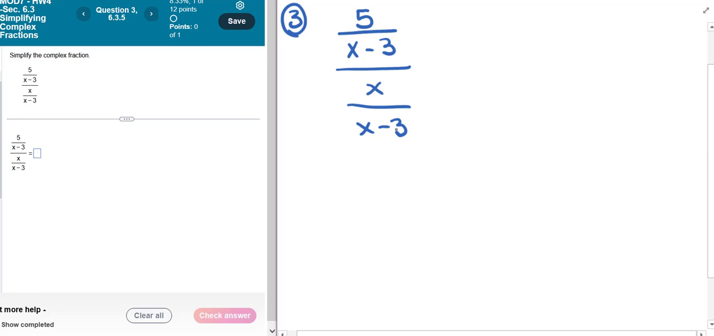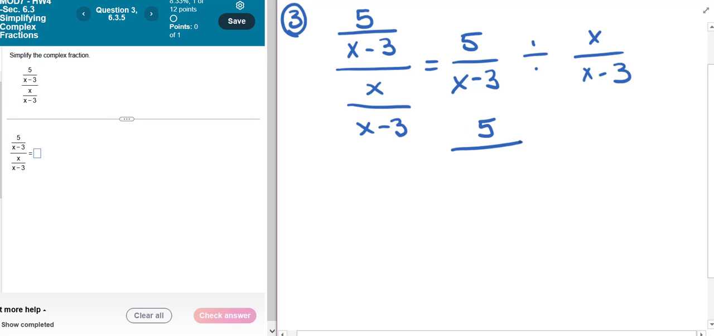So if you wrote this one across, you have 5 over x minus 3 divided by x over x minus 3. You change to multiplication, and you invert the divisor, and then you cancel, and then multiply across. So our answer is 5 over x.